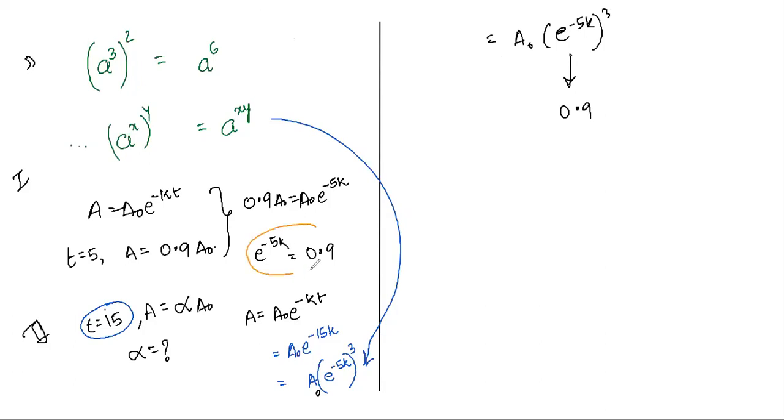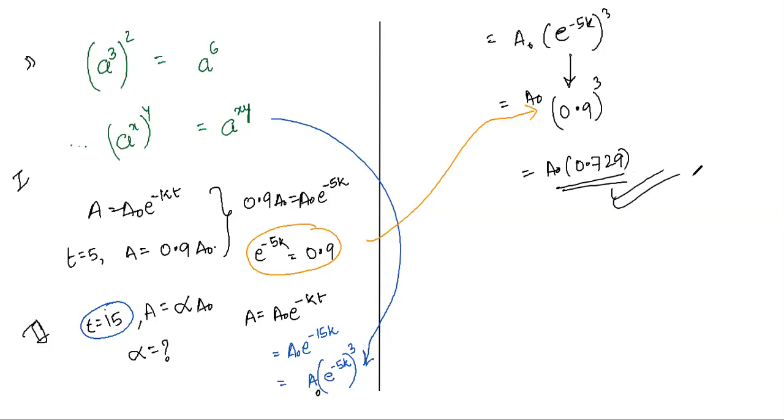See here. So there we had got e power minus 5k is 0.9. So you have a naught into 0.9 power 3. Therefore, a naught into 0.729. Right? Clear, Atul?